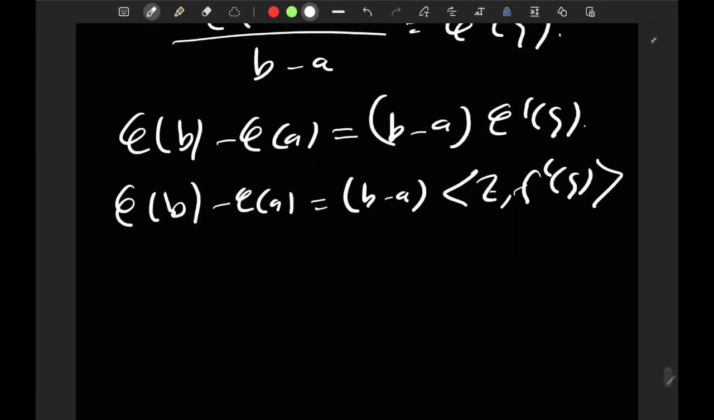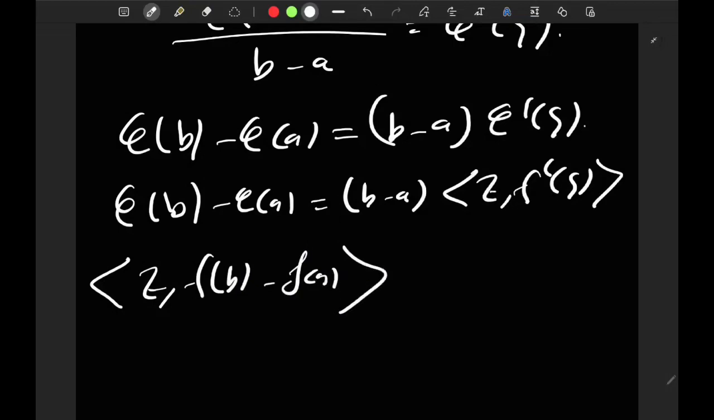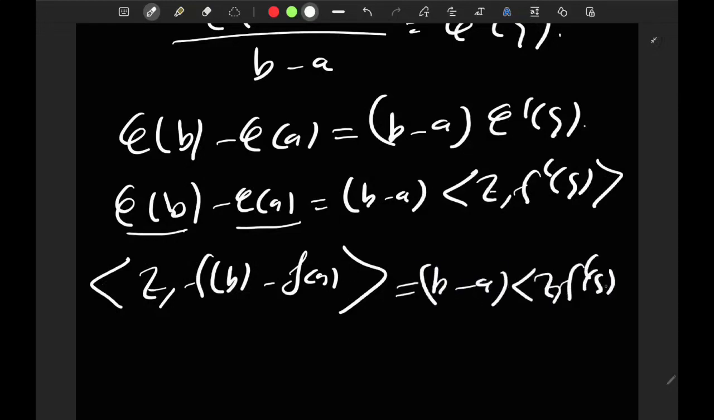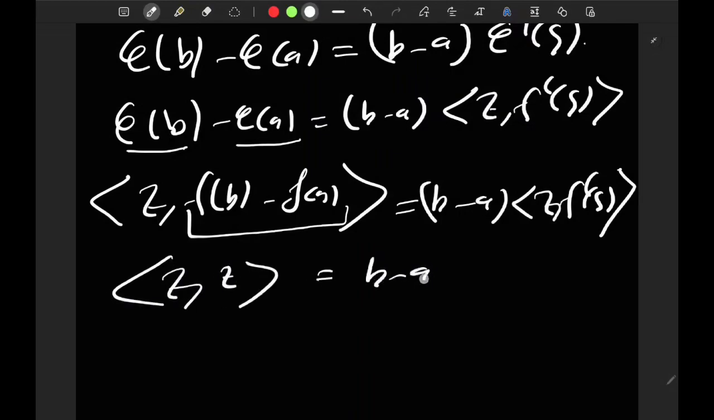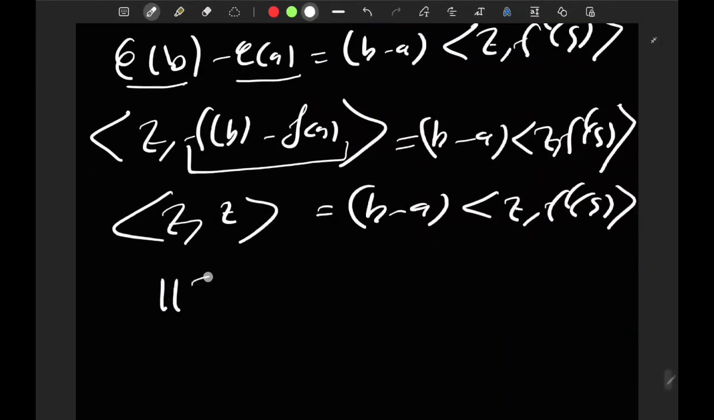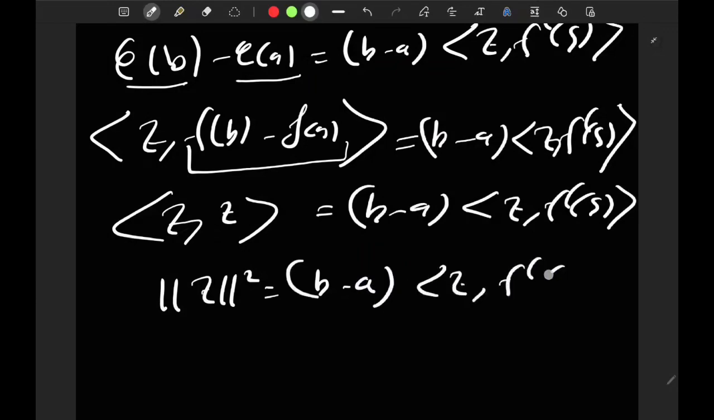Now, phi of b minus phi of a, what's that? This is just z dot f of b minus f of a, because it's z dot f of b minus z dot f of a, since the inner product is bilinear. This thing equals b minus a times the inner product of z with f prime of psi. Now, z is itself f of b minus f of a, so we are talking about z dot z being equal to b minus a times z dot f prime of psi. So norm z squared equals b minus a times z dot f prime of psi.